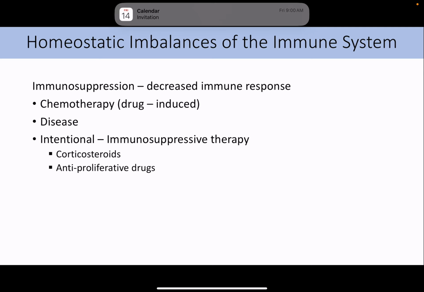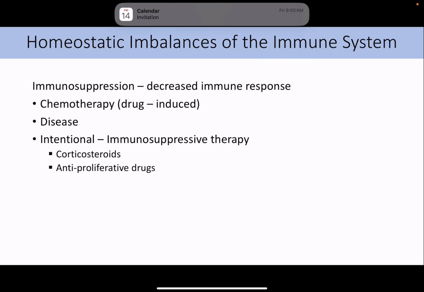Immunosuppression is when you have a decreased immune response. This can either be drug-induced, like with chemotherapy. Chemotherapy is toxic to cells, and not just the cancerous cells, but all your cells, including your immune cells too. So during chemotherapy, you will have a drop in immune function as well, as your white blood cells are being attacked. Disease can cause a decreased immune response as well.